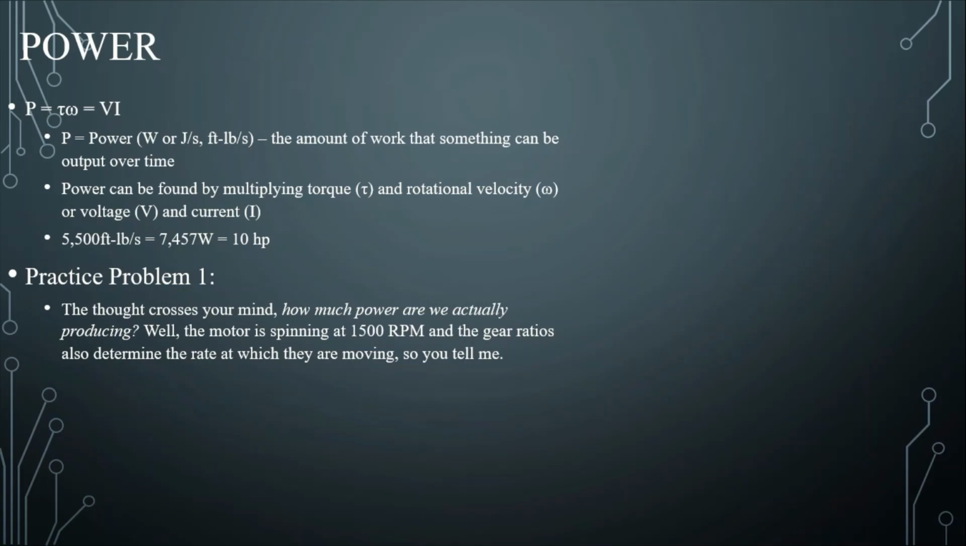So the first thing that I want you guys to do is think in your minds, how much power are we producing by spinning this wheel? Well, the motor is spinning at 1,500 RPM, and the gear ratios determine the rate at which the subsequent gears are moving. So you tell me, how much power are we outputting? I'll give you guys a moment to think about how to go about this and try and solve it for yourselves, and you can resume the video whenever you're done.